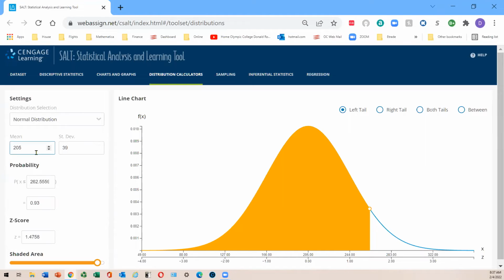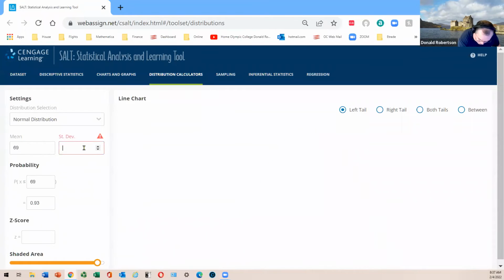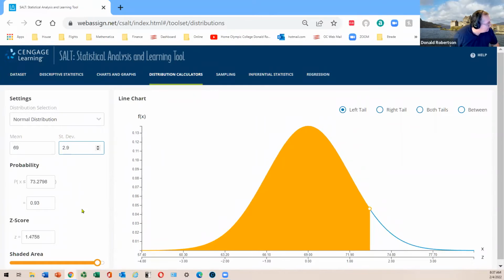So for males, the average is 69. Was that the height? Yes, 69. And their standard deviation for American males is 2.9. And you are 68 inches, right? Let's find out how many Americans are your height or less. So that'll basically be your percentile.